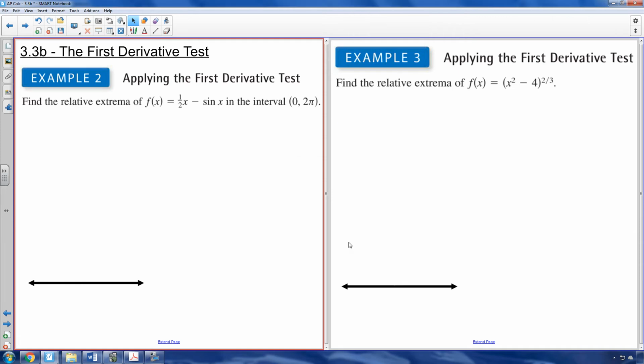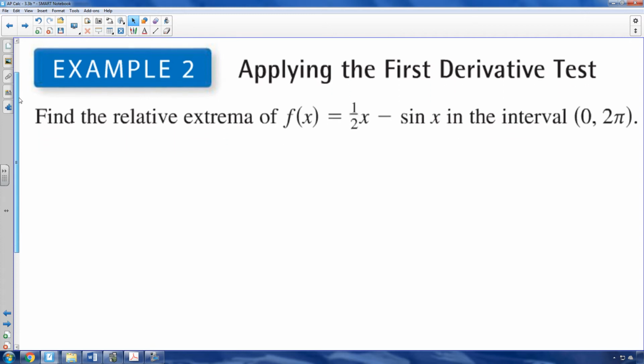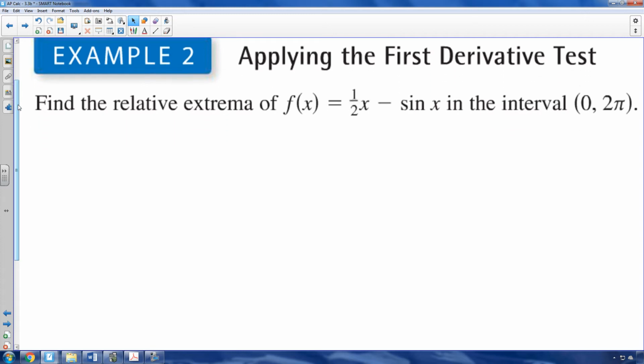All right, so these notes are on the first derivative test. What we're trying to do here is find relative extrema by using the first derivative test. So let's say we're looking at this problem here, and we're trying to find the relative max and relative min. If we're going to make it really quick and easy, there's a few things you want to do.